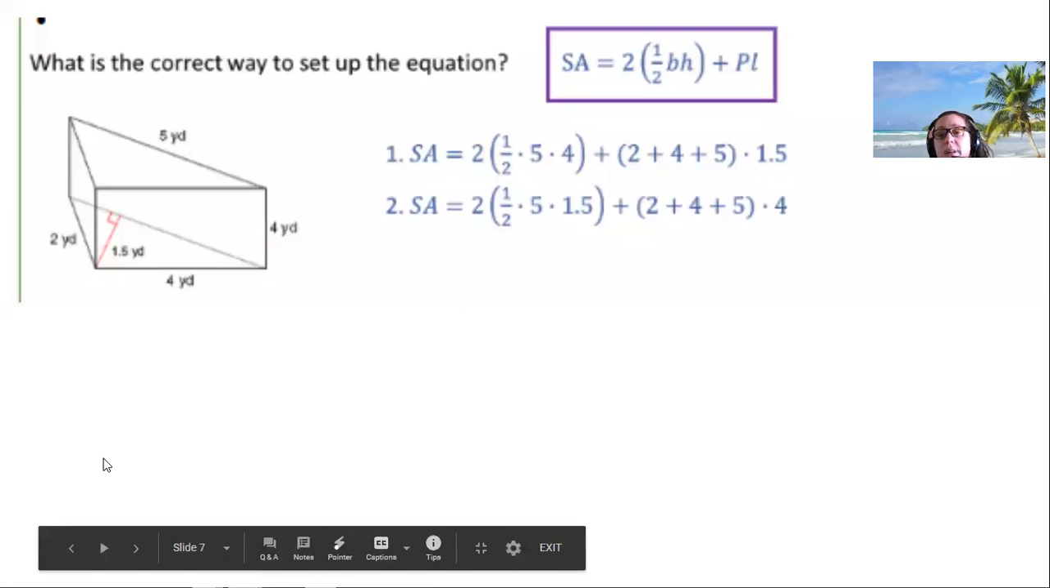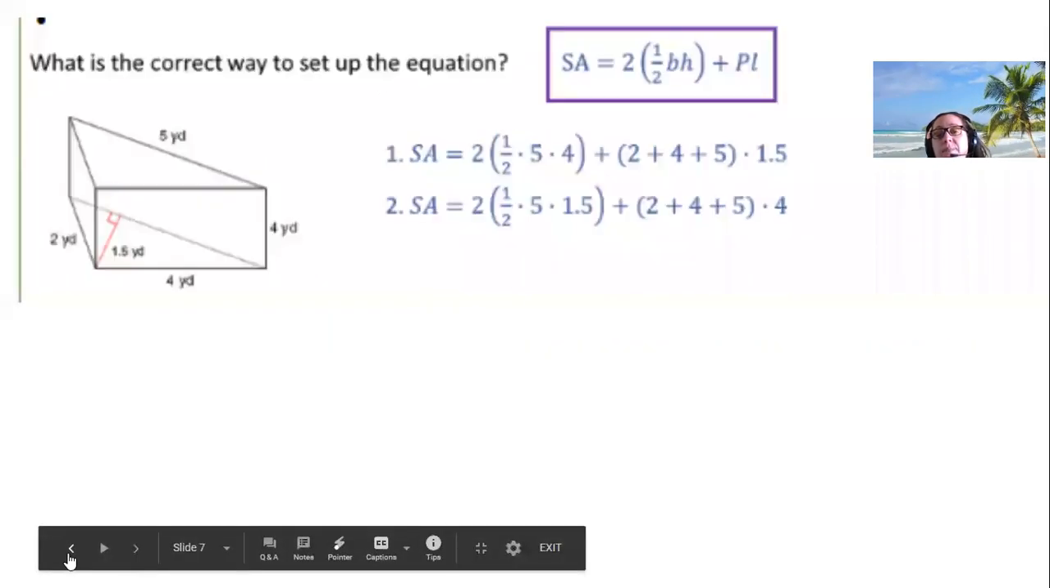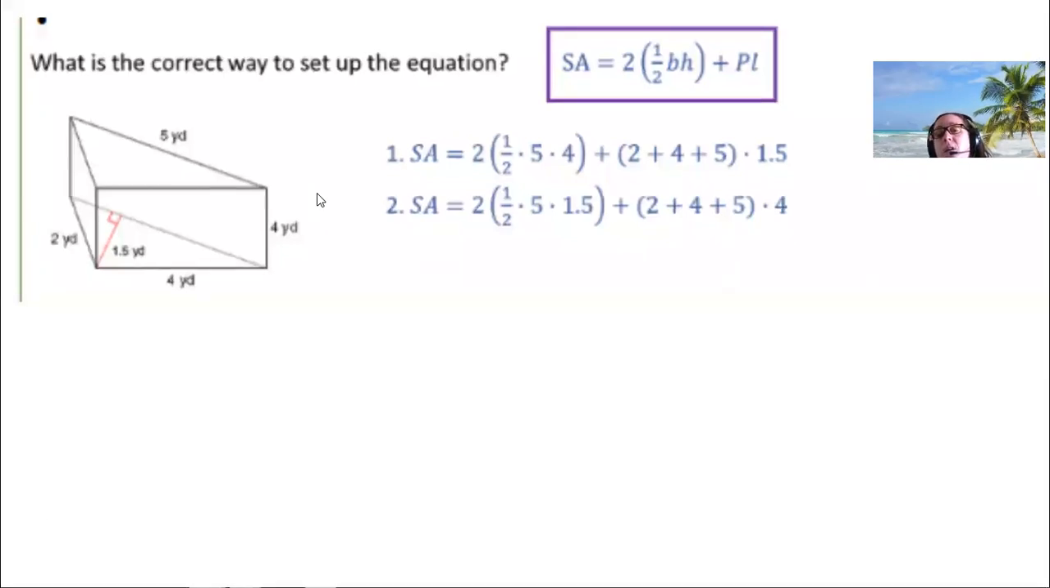All right. So last question I have for you guys. Which one looks like it's set up the right way? So according to this one, this is the formula for a triangular prism. You take 2 times the area of the base plus the perimeter of the triangle times the length of the triangle.